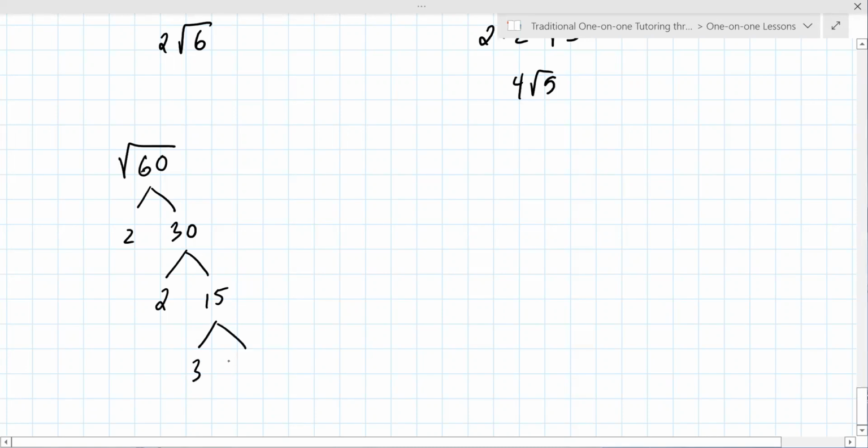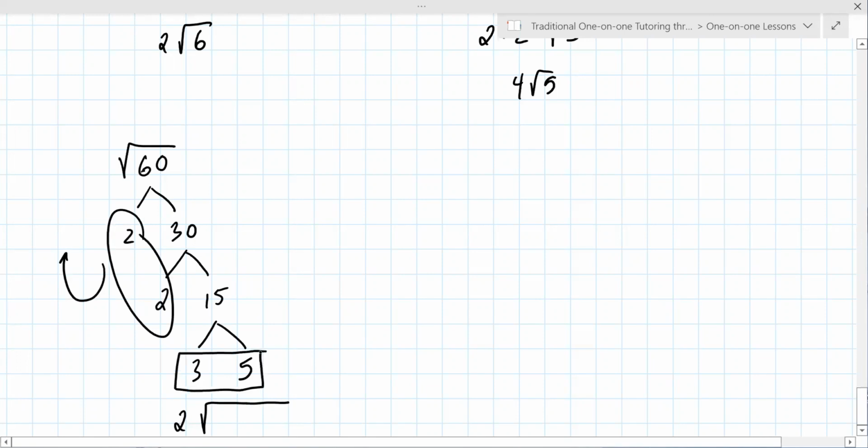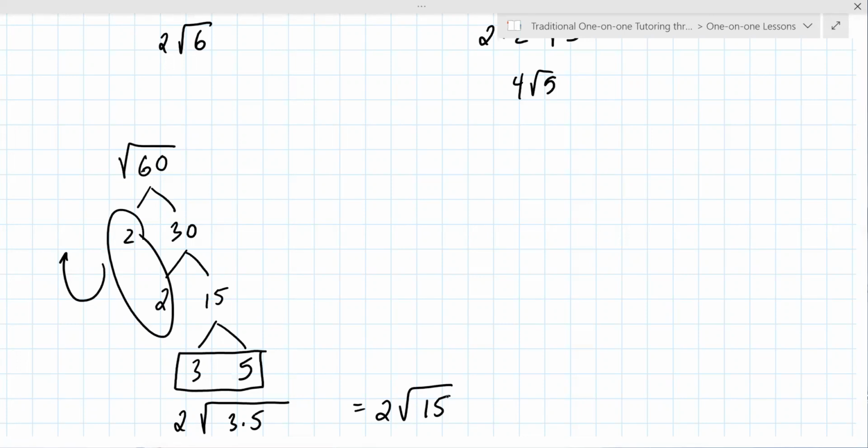Does 2 go into 15? No. Nope. But 3 does. 3 times what number gets you back to 15? 5. Do you have any pairs of numbers on the outside here? Just the 2 2s. So you can bring a 2 out. And what's left over? What numbers remain on the inside? 3 times 5. So it's 2 square root 15. Does that seem okay? Yeah.